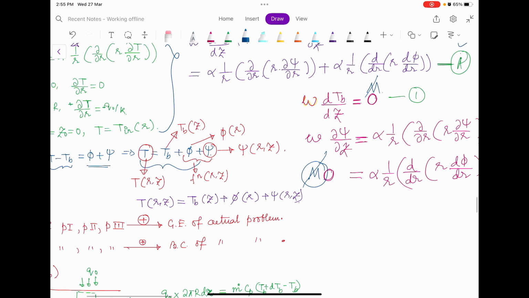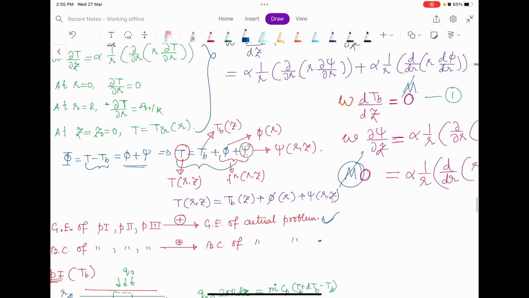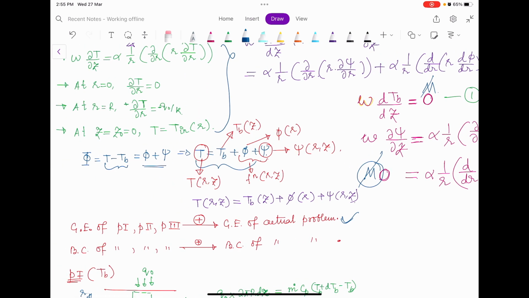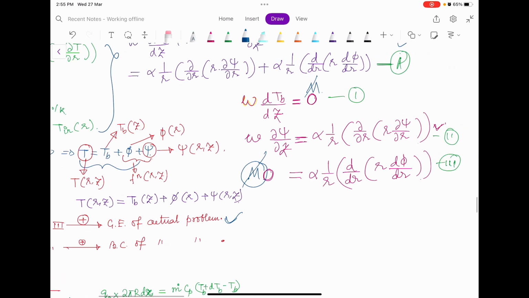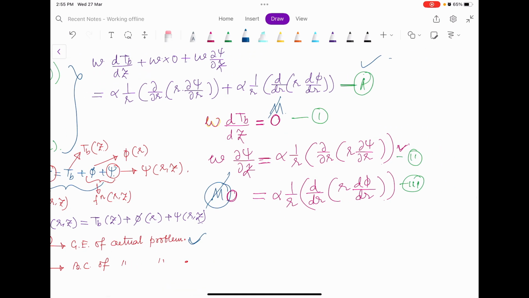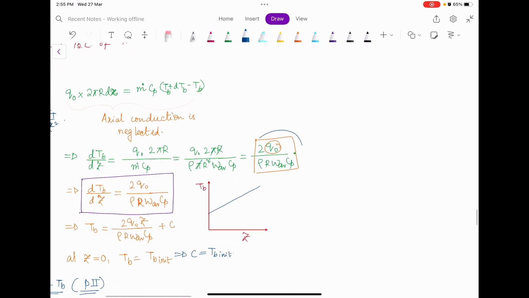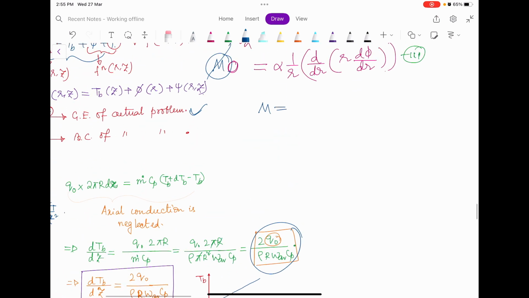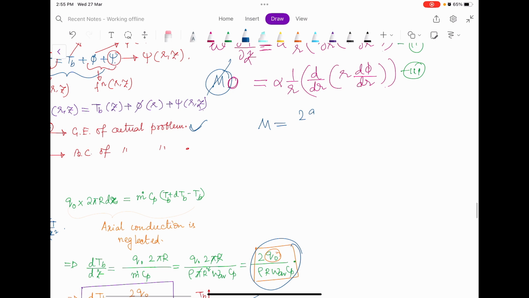So one of my conditions is satisfied, that is, the governing equations for problems 1, 2 and 3 should be added, and that should give the actual governing equation. And what is this m here? So this m here is this constant 2q naught by rho r W average into Cp, right?